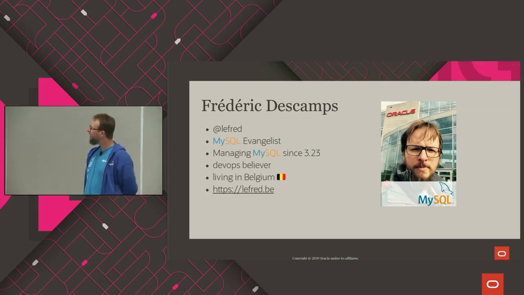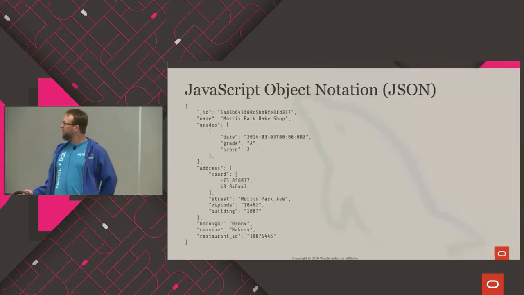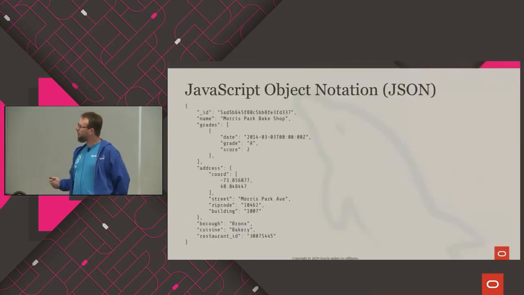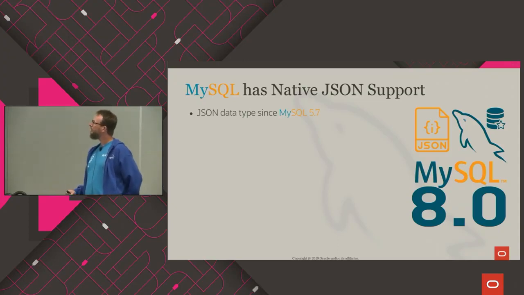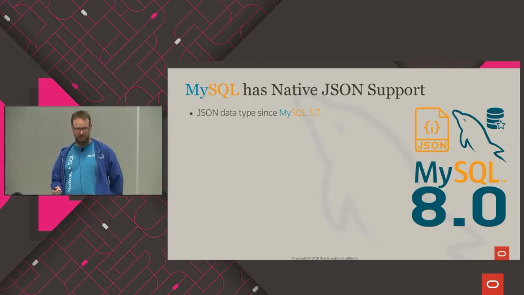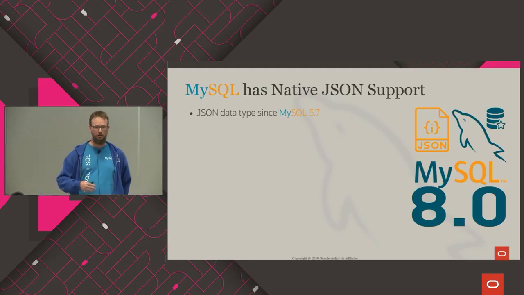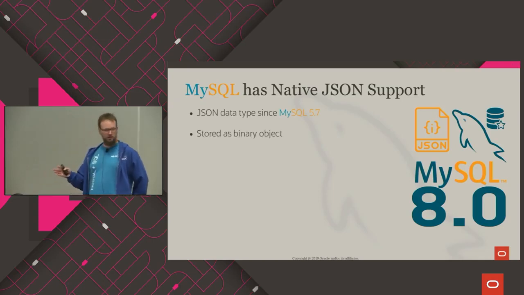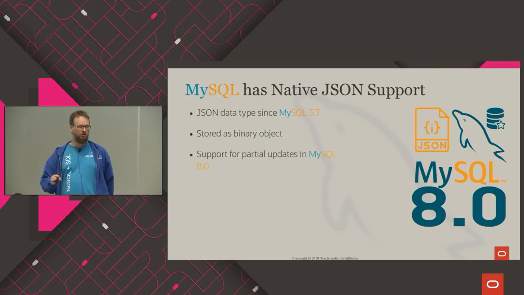So first, we're going to start with how MySQL works with JSON, right? So this is a JSON document, and this is how it looks. MySQL 8.0 supports JSON documents, but the data type was already there in 5.7, right? So in 5.7, we have a native data type for JSON documents. It means you don't need to use a large text or something like that to store your JSON. We store the JSON as a binary object.